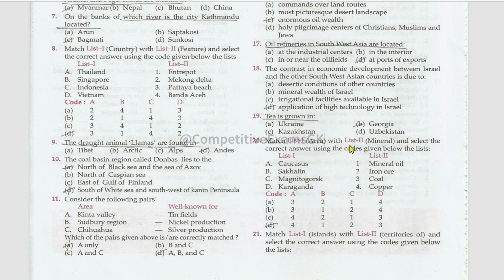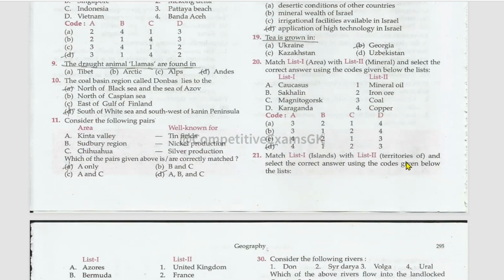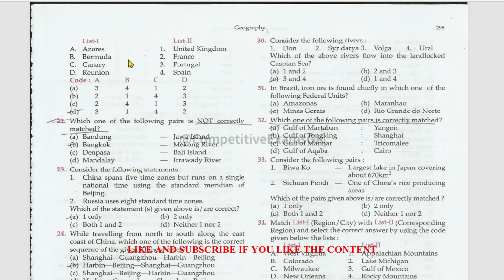Another matching, list one of the areas and list two of the minerals. Caucasus, copper, Sakhalin, mineral oil. Magnitogorsk, that is iron ore. Karaganda, that is coal. Another matching, list one are the islands and list two are the territories. Azores, Portugal, Bermuda, UK, Canary, Spain, Reunion, France. Which one of the following pairs is not correctly matched?